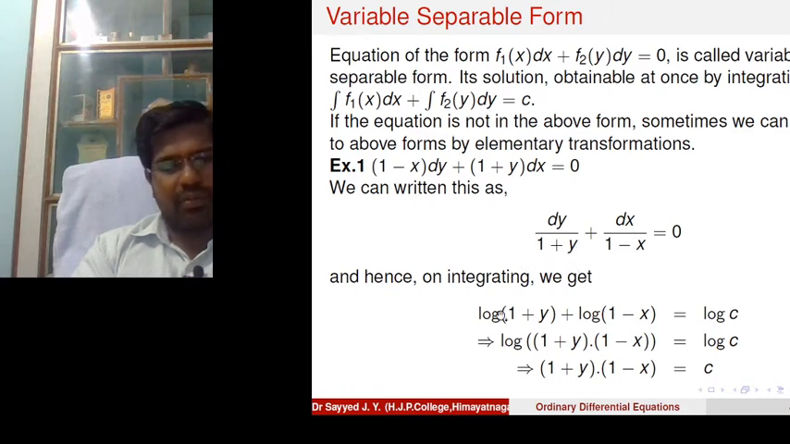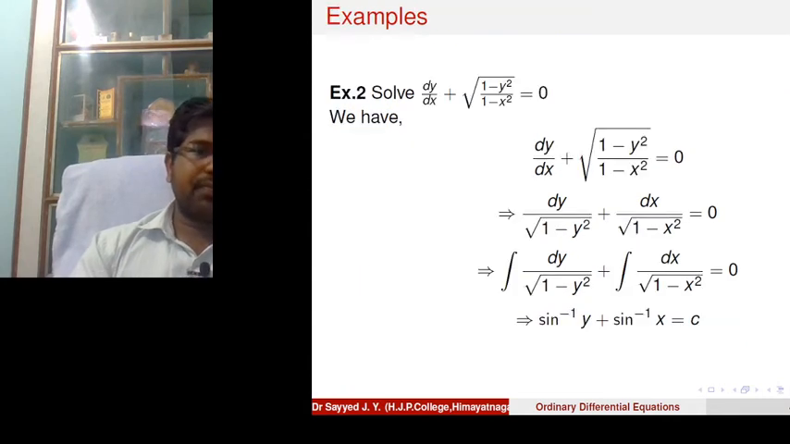Of course log(1 + y) plus log(1 − x), and we add a constant, log c, as the integrating constant. Again, by using the property of log, it becomes log of the product of this into this equal to log c, and by taking the exponential we finally get (1 + y)(1 − x) = c. This is the solution of the given differential equation.